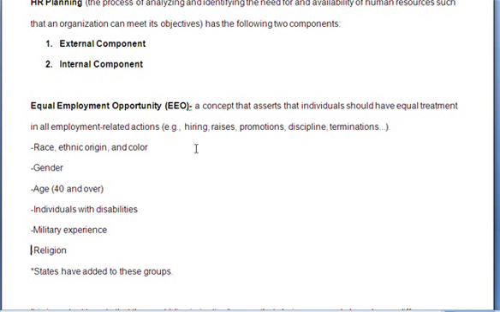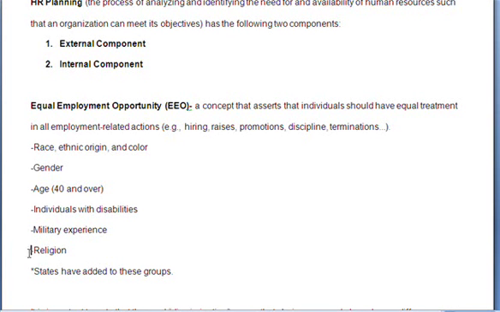It was not one law that created all these groups. In fact, it was a number of different laws that laid these out. The most significant or largest law, if you will, was the Civil Rights Act of 1964. The Civil Rights Act of 1964 laid out race, ethnic origin, and color, gender, and religion. All three of those were contained in that original law. Age, disabilities, and military experience came later on.